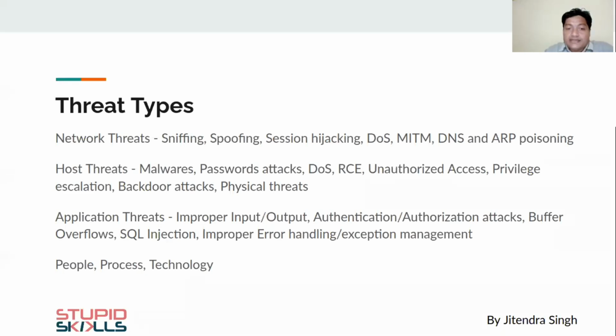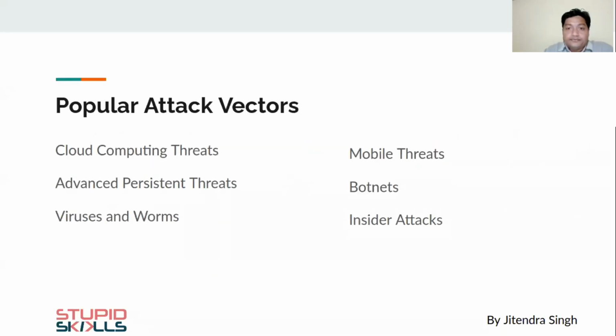If we understand people, if there are some attacks that are supposed to happen on people, they are related to social engineering attacks. The process relates to the way we do business. If there are some loopholes in the way we do business, then those kinds of attacks come under process. So these are some popular attack vectors that you would find.